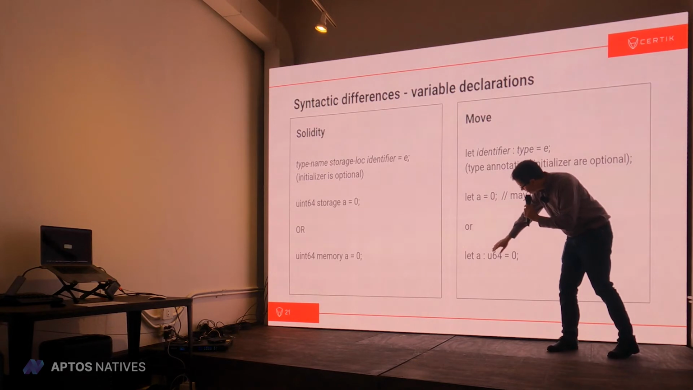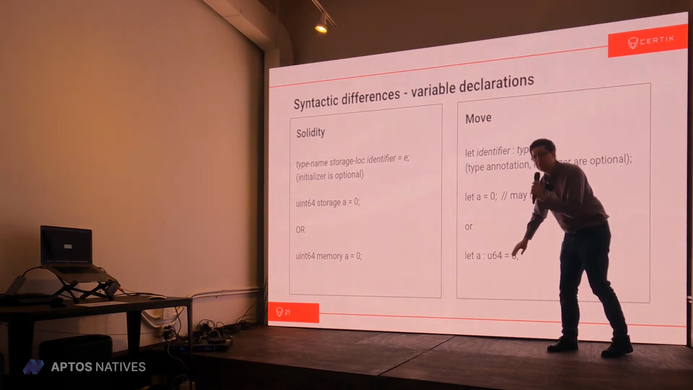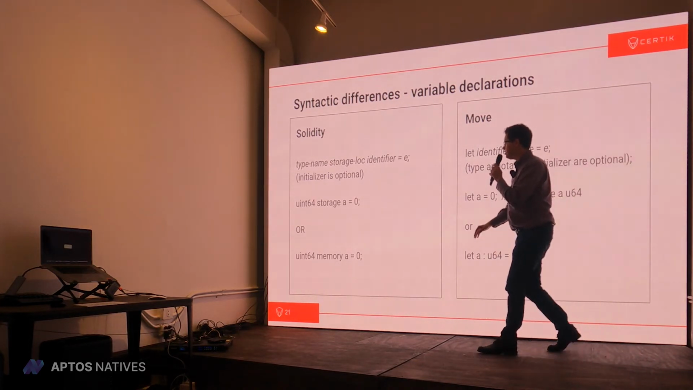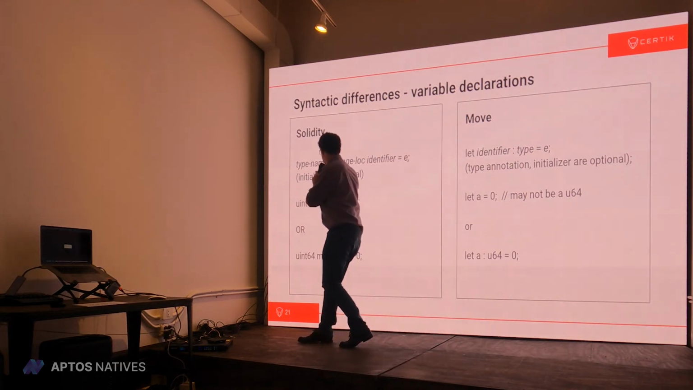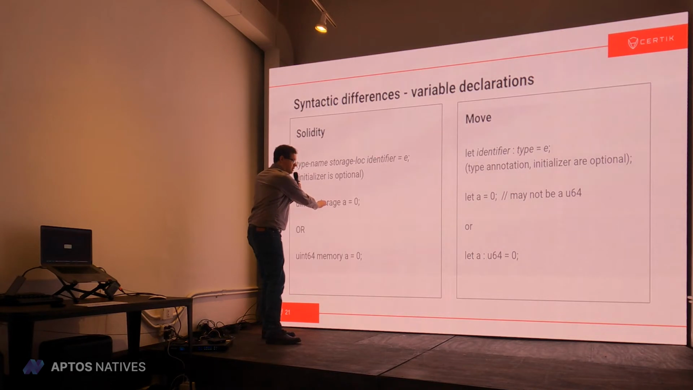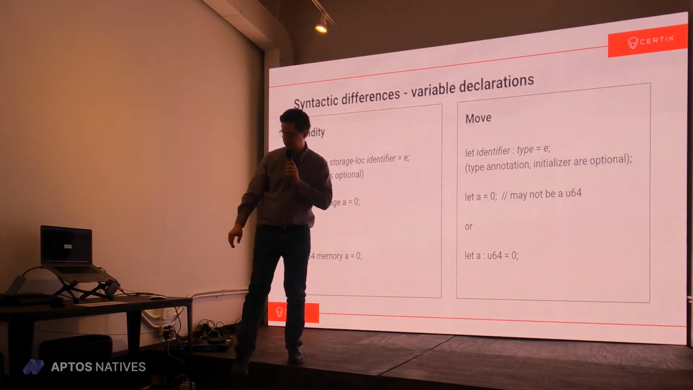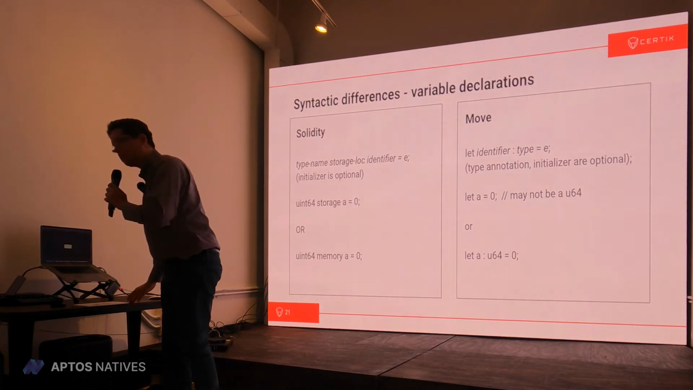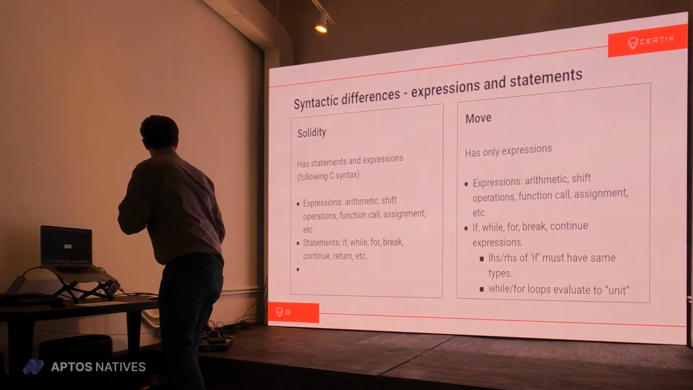But if you want to be absolutely certain that A is a U64, you could actually just declare the type here. And on Solidity, you just have uint64. And then you have this notion of storage. Where is this thing living? Is it in storage on the blockchain or is it in memory here? And that is the difference there. So the use of let is Rust inspired.